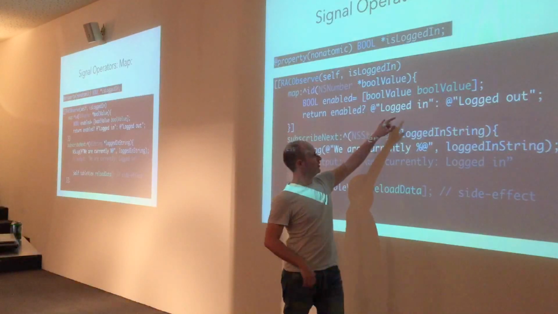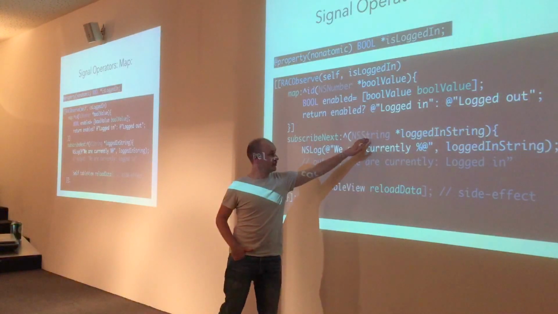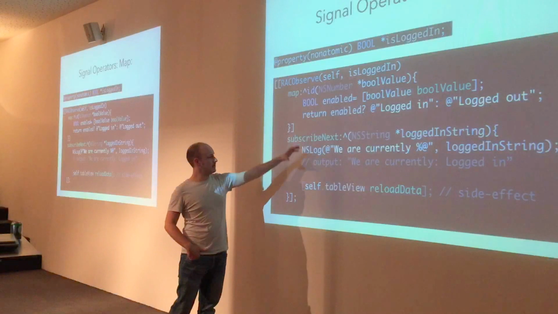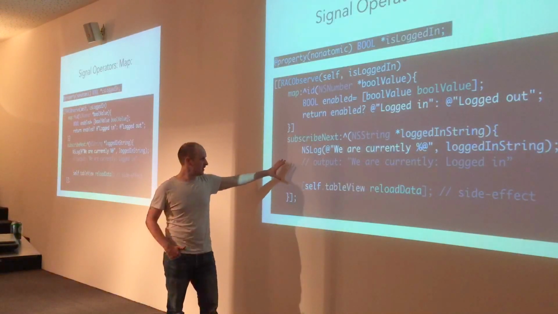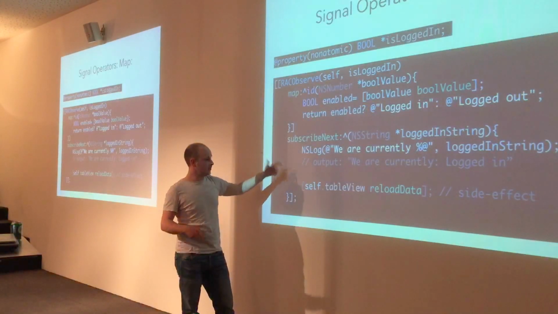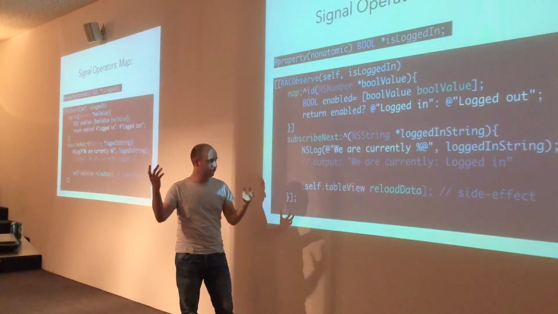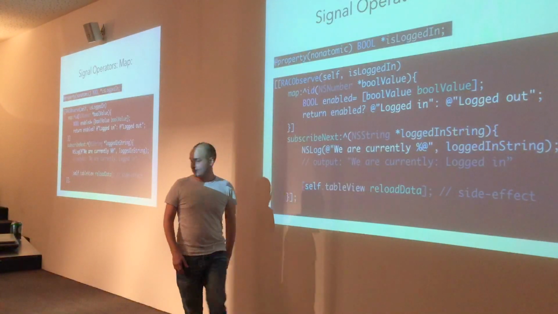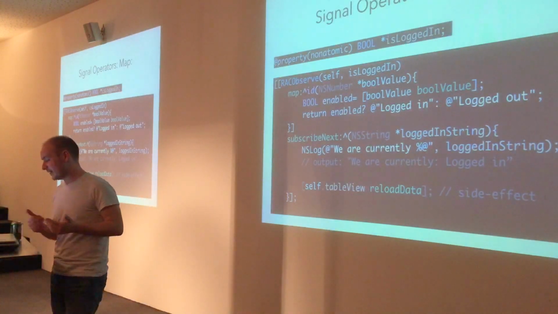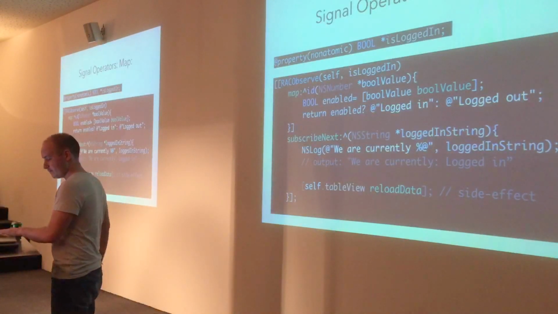And if it's true, we return logged in. If it's false, we return logged out. And then here in the subscribe, we get passed the string, not the Boolean, which we then log. In the subscribe next, we can have what are called side effects, which we don't do in the operators. In the subscribe next blocks, we can call out into the imperative world and refresh the view. A side effect is emerging from the purely functional to the imperative to achieve some real world effect.